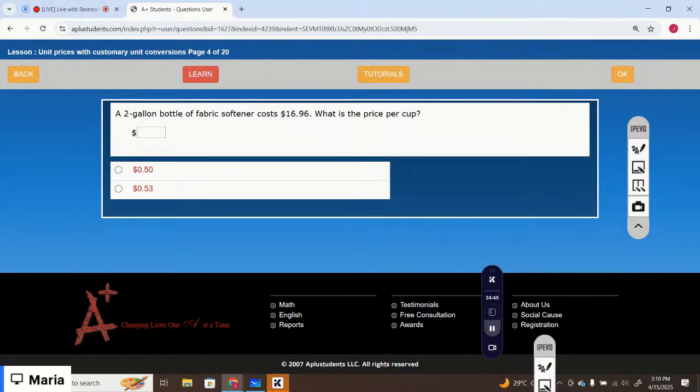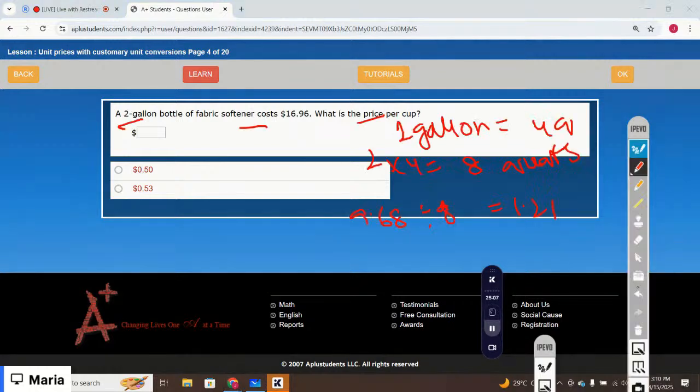A 2-gallon bottle of fabric softener costs $16.96. What is the price per cup? So you have to convert from gallons to cups. So 1 gallon equals how many cups? 1 gallon equals 4 cups.